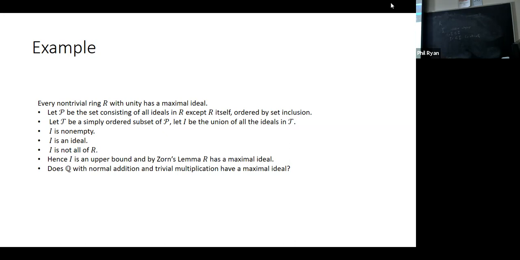I mean, what has to be in every... there has to be a simple subset. Right, but why does there have to be something in that subset? Because the empty set is trivially simply ordered. Right. So we've got to prove first that there is something in I.